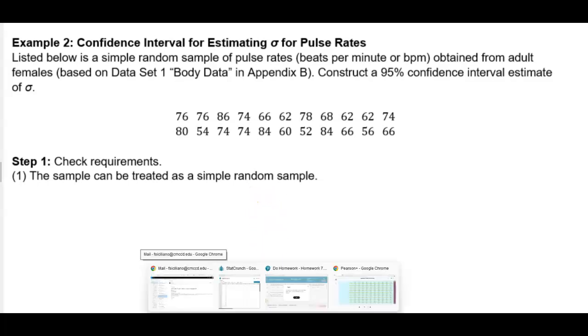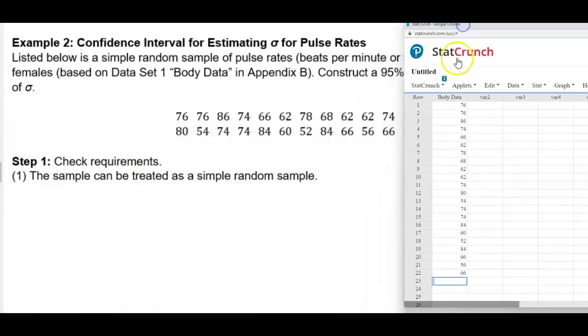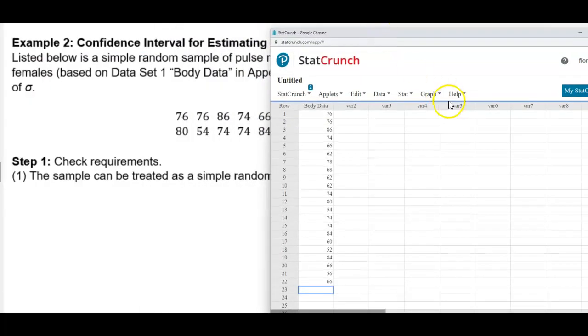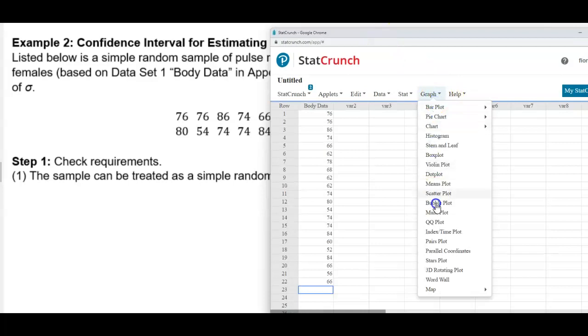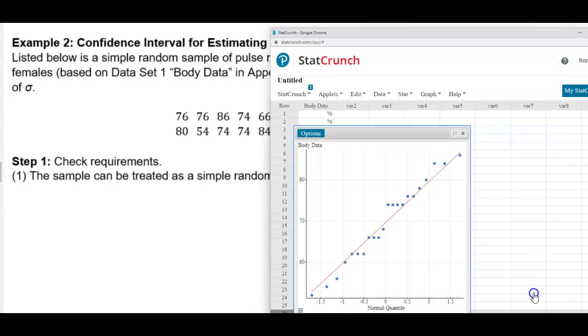So in StatCrunch, you can go ahead and title this as body data and then enter each individual value here, and you can see that we end up having 22 of them. So the first thing we want to do is look at the graph. We're going to select Graph, select QQ Plot, and then go to body data. We make sure we have the horizontal and vertical lines selected, and then select Compute.